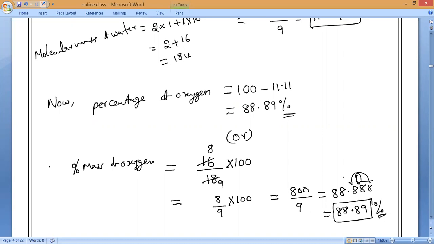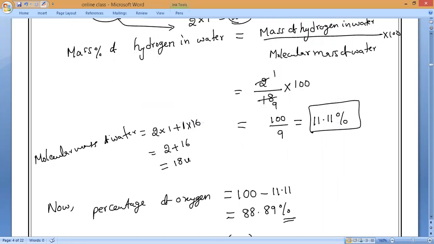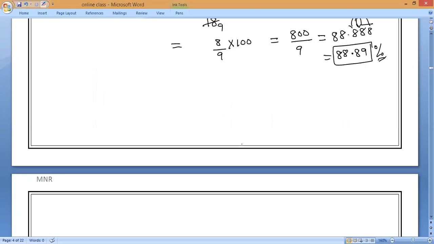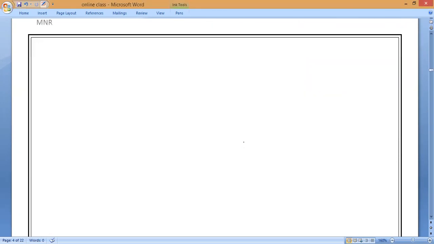So this is how we can find the mass percentage of hydrogen as well as the mass percentage of oxygen in water. Hope everybody can understand. Clear? Next question: calculate the percentage of carbon and oxygen in carbon dioxide. Calculate at least 3 or 4 sums so that it will be fine.